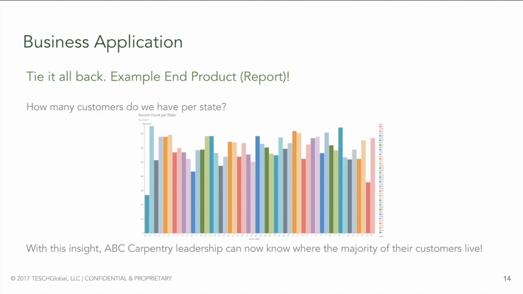That means that in a matter of one day, ABC Carpentry's leadership can look at this report and know where the majority of their customers live by state. That is the power of the Data Vault and its ability to scale, adapt, and grow with your business needs.